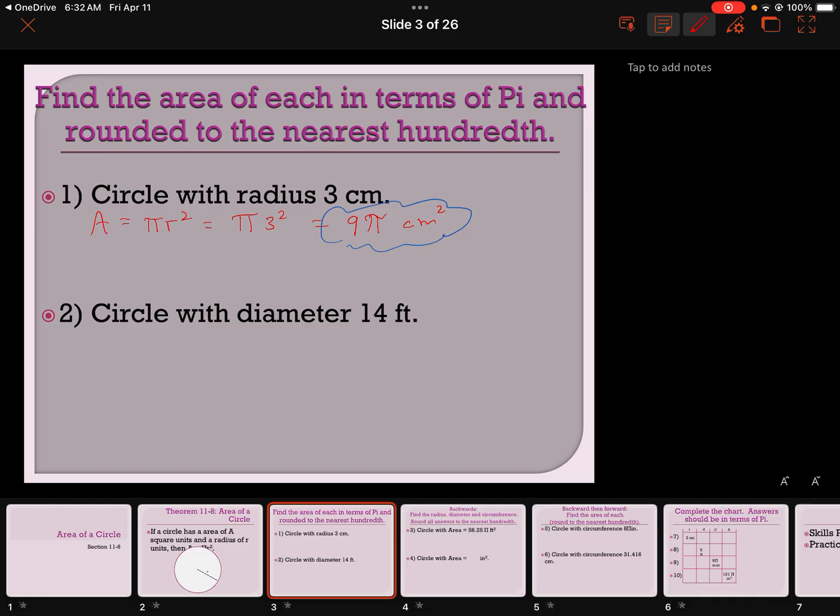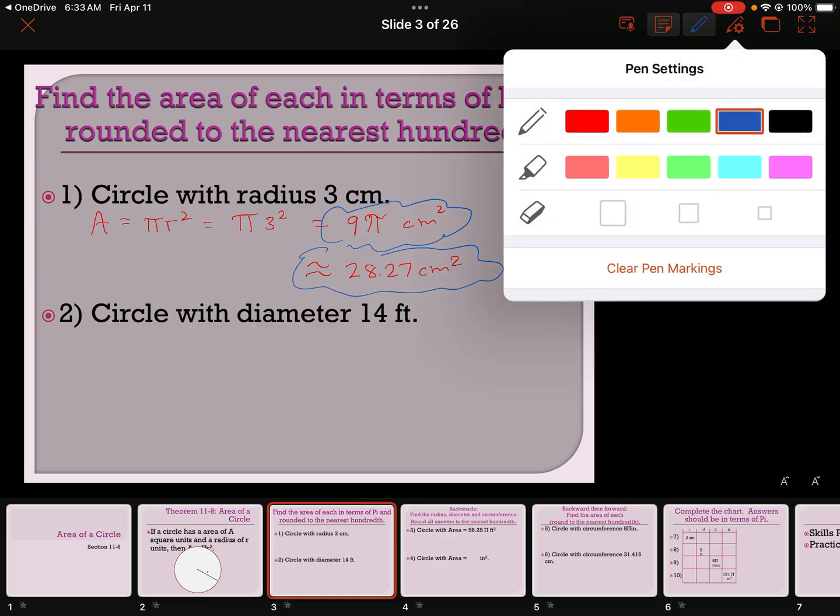Now if you want to round and get a rounded answer, I'm going to type this in, 9 pi. I'm going to use the pi button. I'm going to get 28.27 square centimeters. So both of those are acceptable answers. The first one's in terms of pi, the second one is rounded. So the top one's exact, the bottom one's very close, but the bottom one is actually a little bit smaller than the actual answer. That's how you do it when you have a radius.